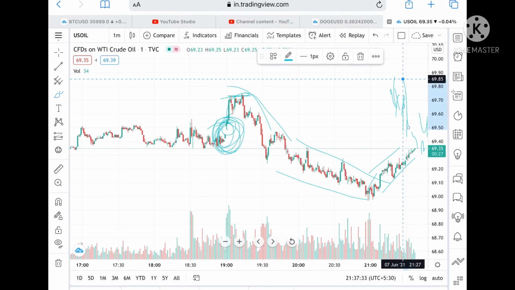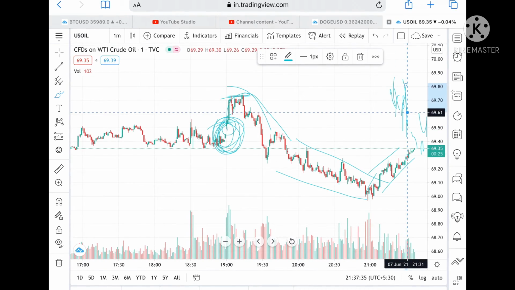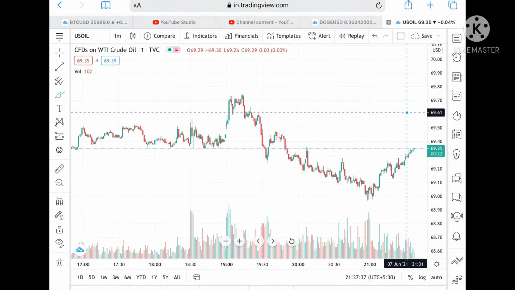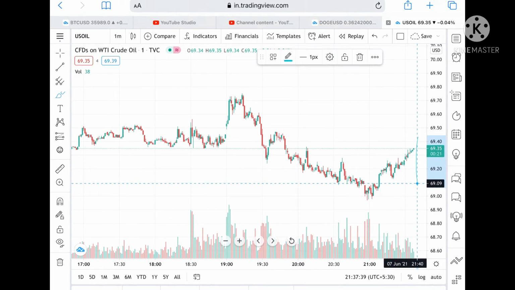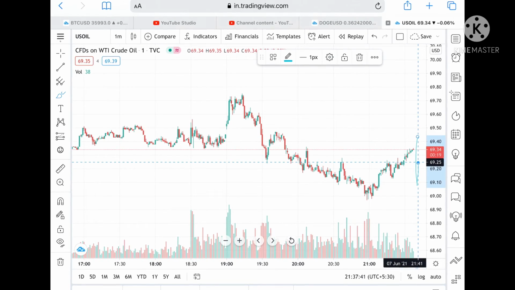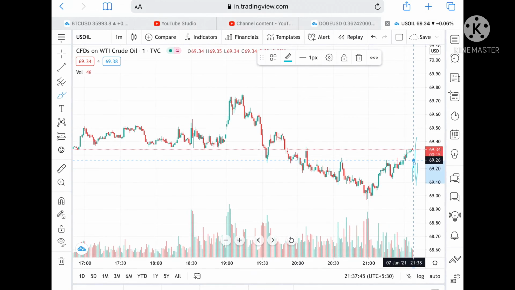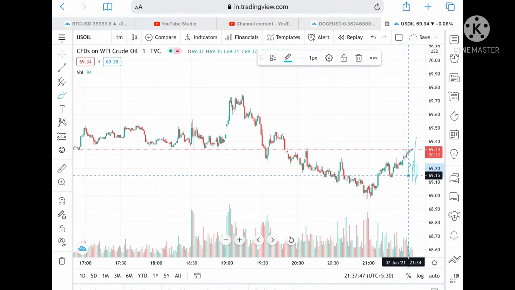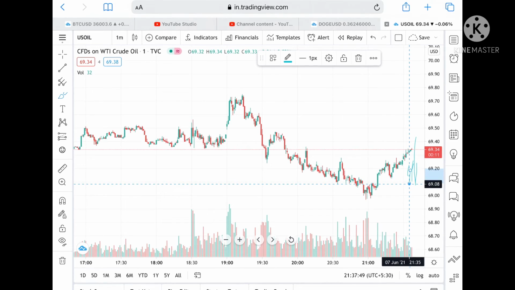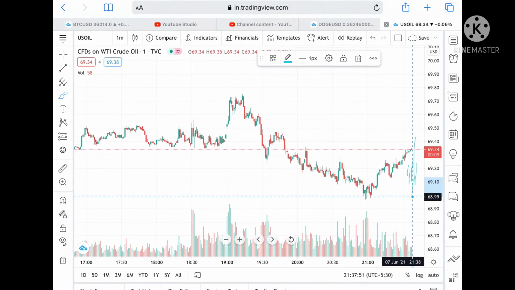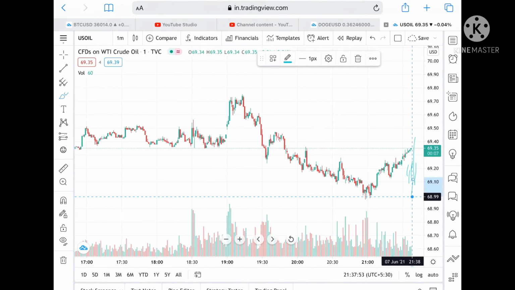Till the time it doesn't go below a level of 69.25, we stay upside. If it goes below 69.25, then it can touch a level of 69.15, and from there a level of 69, and once 69 is touched, there is a probability it can touch a level of 68.99 also. Now look at the 5 days chart.